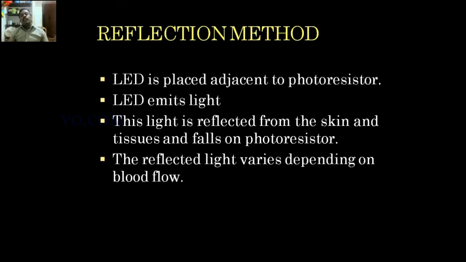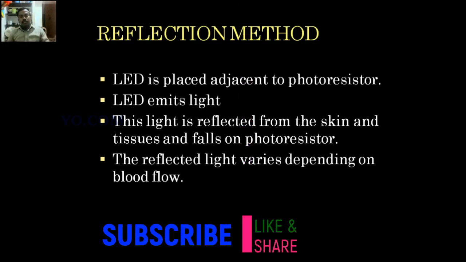The next method is the reflection method. In the reflection method, the light is reflected by the finger or blood cells. The LED is placed adjacent to the photoresistor. For example, this is an LED and this is a photoresistor. In the transmittance method, the LED and the photoresistor are placed in a vertical manner, but in the reflection method, they are placed in a horizontal manner, adjacent to each other. The LED emits light.